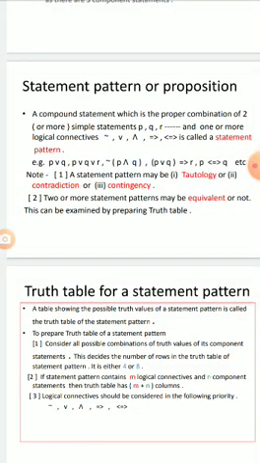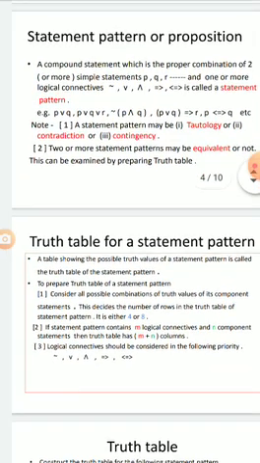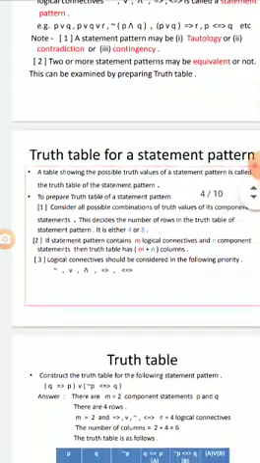So there could be two or more component statements, and at the same time there could be two or more logical connectives, a combination of these. So we have to find a table which shows the possible truth values of statement pattern. So we have to find the number of rows and then the number of columns. Every time we have to decide the number of rows and number of columns.